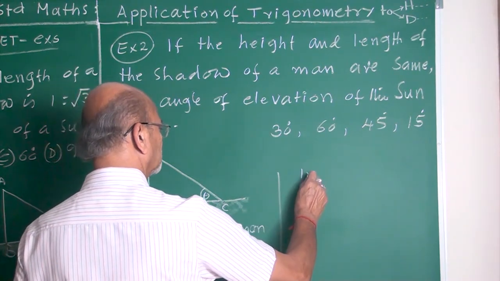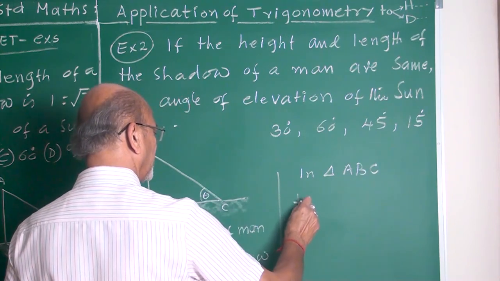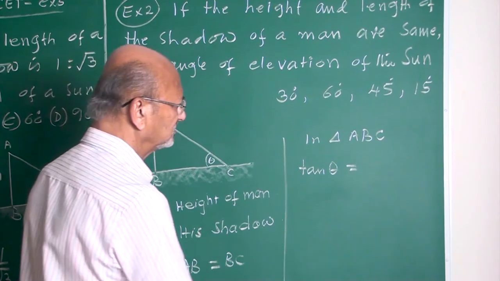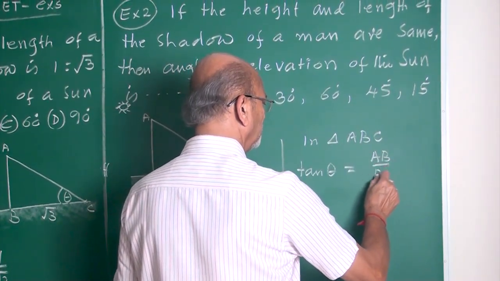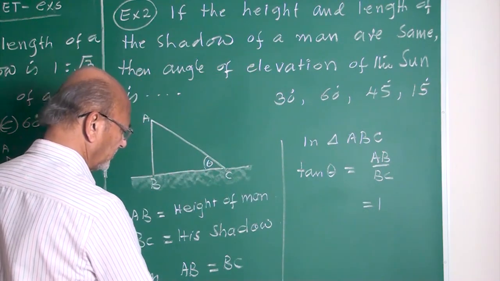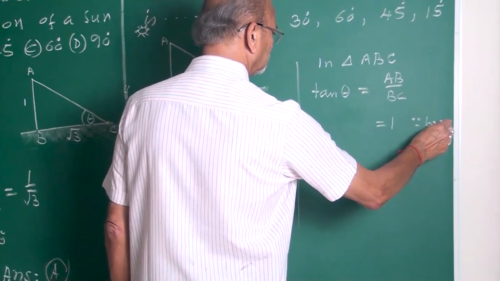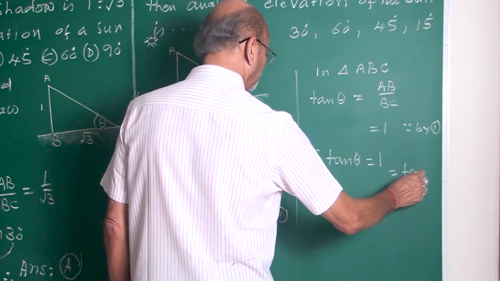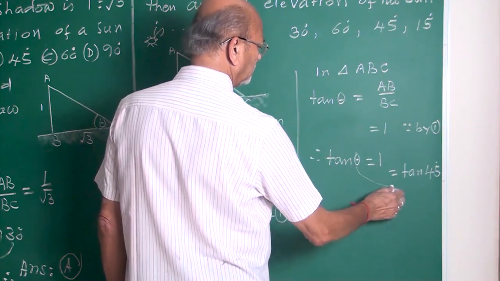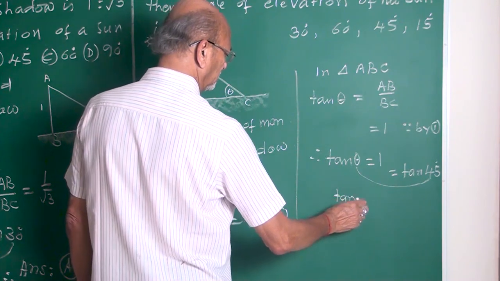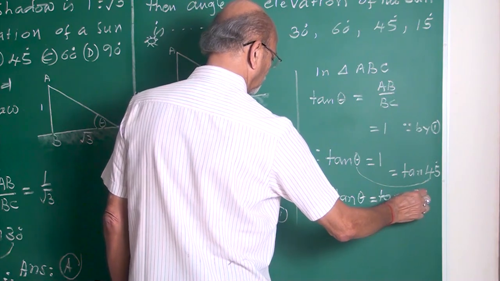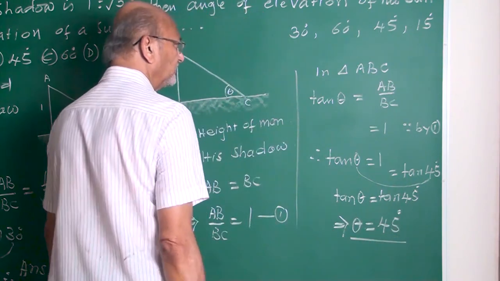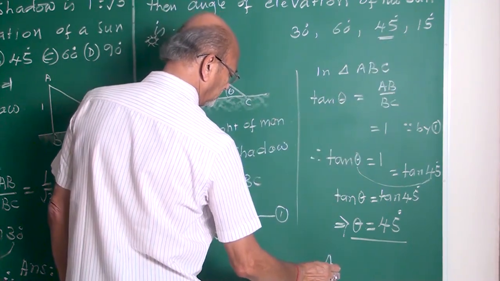In triangle ABC, you take tan theta. This is theta. The figure itself tells: opposite upon adjacent side, AB upon BC. But what is AB upon BC? It is 1, because they are equal. Therefore, tan theta is 1. But you know the value of what? Tan 45 is 1. Therefore, tan theta equal to tan 45. This gives theta is 45 degrees, which is the angle of elevation. Then what is the answer, my friend? Answer is option C.